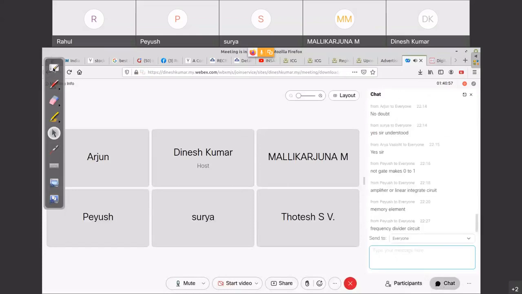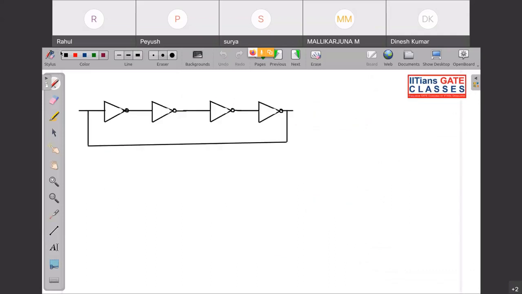Okay, fine. So next, let me ask you, what will be the frequency of this circuit? If all the logic gates have del t as propagation delay, what will be the frequency of the circuit? Tell me very quickly. Think very quickly.